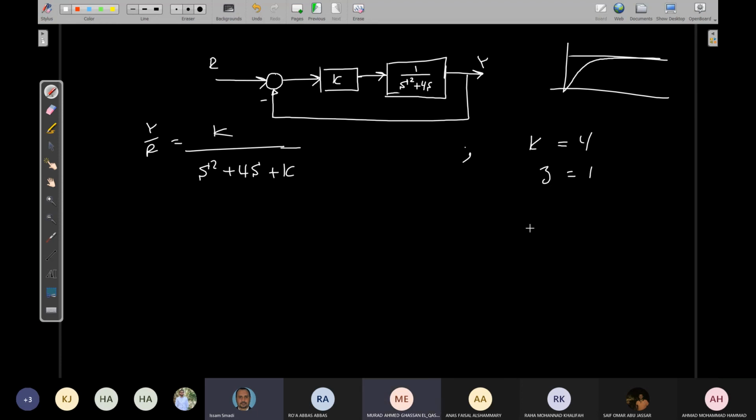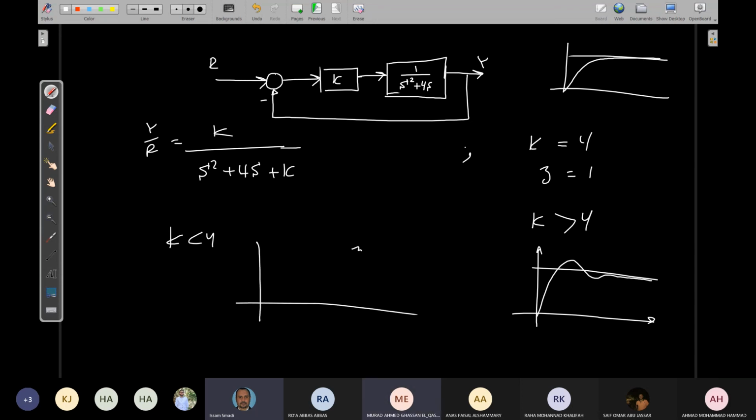Now, if K is greater than 4, what will I get? K greater than 4, it will be underdamped. Complex conjugate, correct? I will get something like that. Did I change the response? Yes or no? Yes. Did I shape the transient response? Yes, I shaped the transient response. If K is less than 4, what will I get? Overdamped, zeta greater than 1. So I'm changing the transient response. Yes or no? Yes. By what? By feedback, correct?